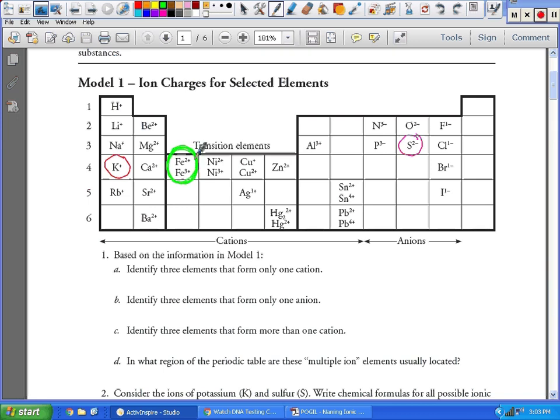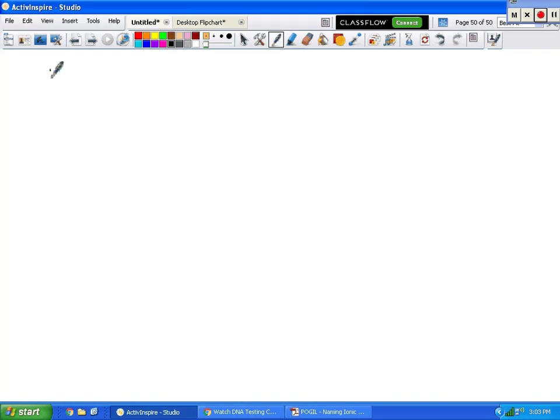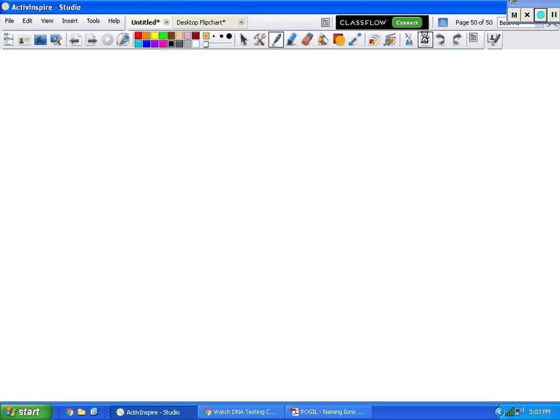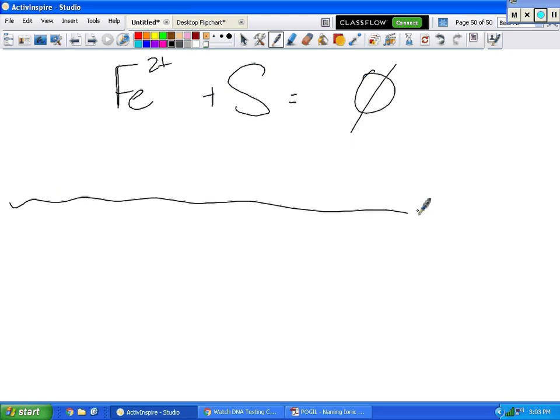So here's what we're going to do. I'm going to split it into 2. I'm going to write Fe2+ and S equals 0. I'm going to write it horizontally. And then I've got Fe3+ and S equals 0. Now this time, what is the charge on both of these S's if you look at that chart?